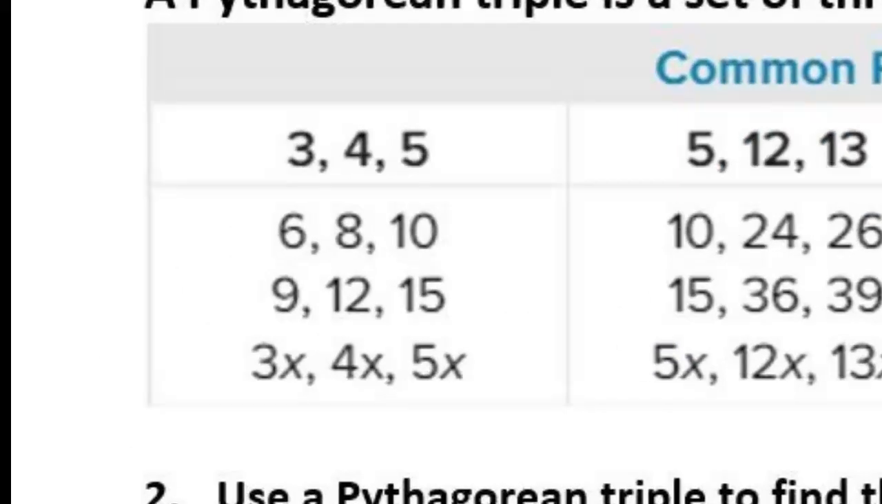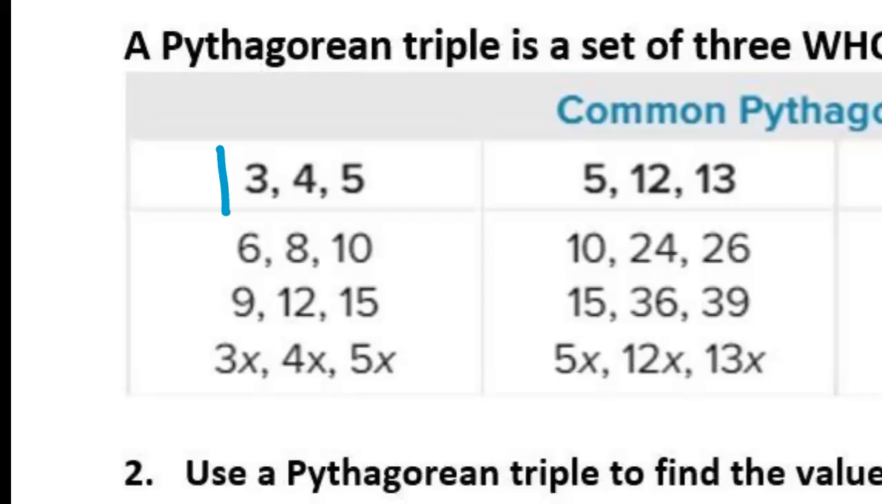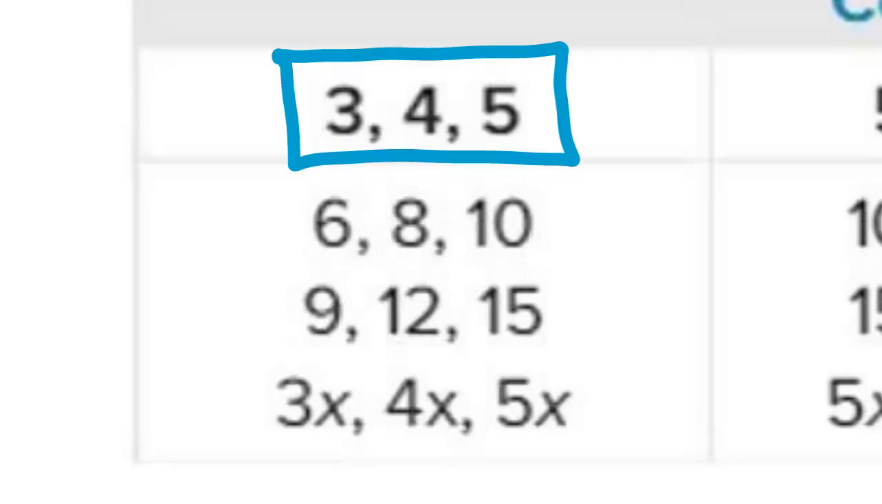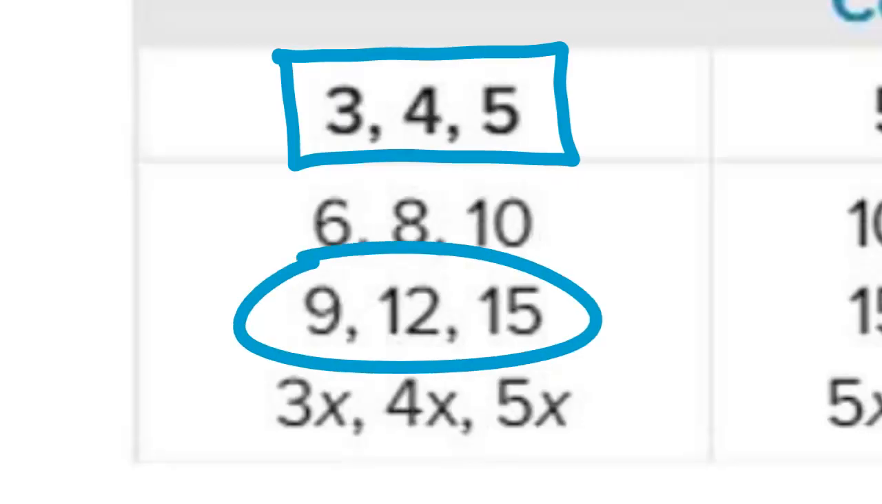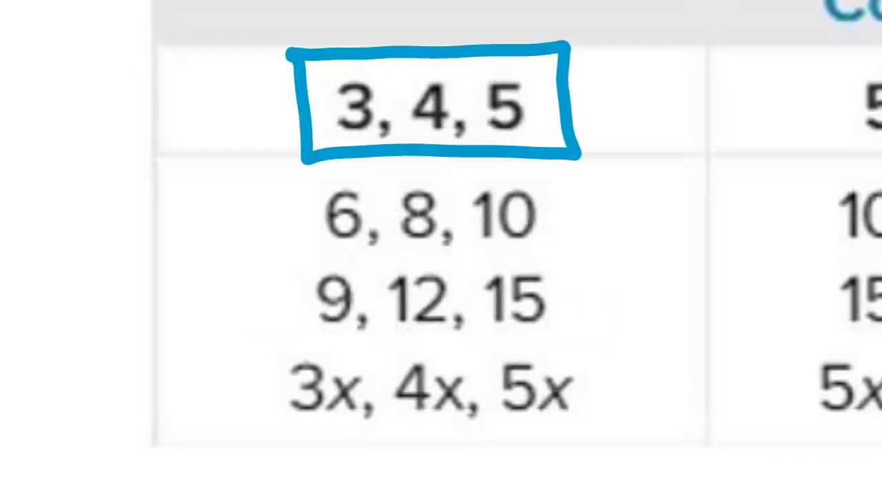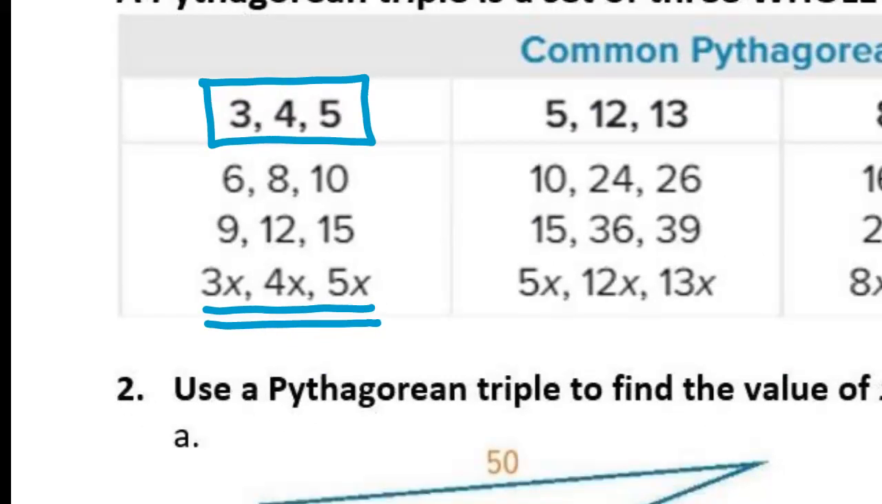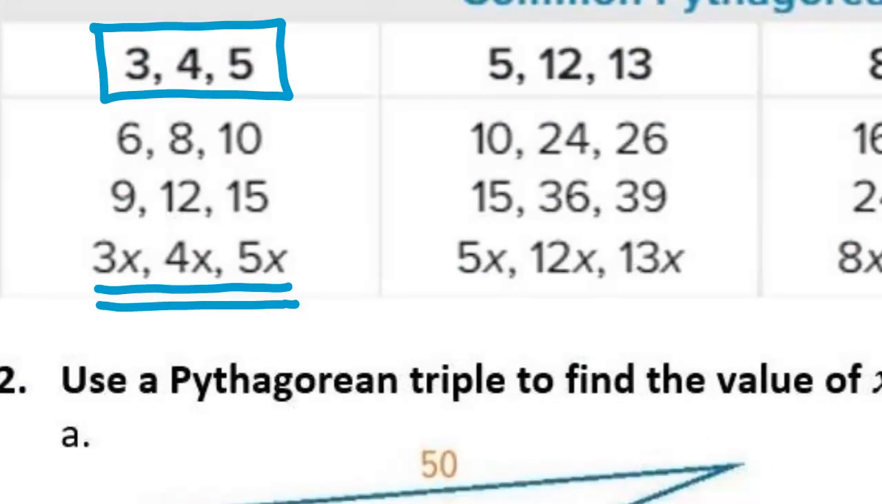Underneath each of these are variations of the Pythagorean triple that's up at the top. A 6, 8, 10. Well, that's 3 times 2, 4 times 2, and 5 times 2. A 9, 12, 15. That's 3 times 3, 4 times 3, and 5 times 3. And so then down here they give what the pattern is. 3 times something, 4 times the same thing, 5 times the same thing.